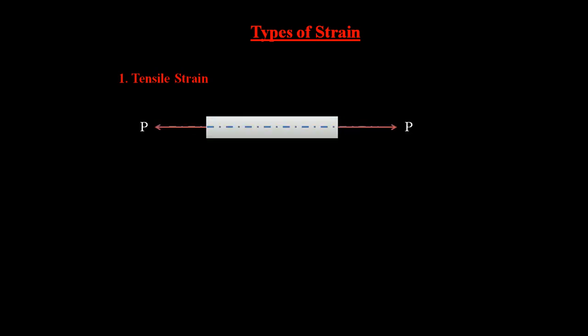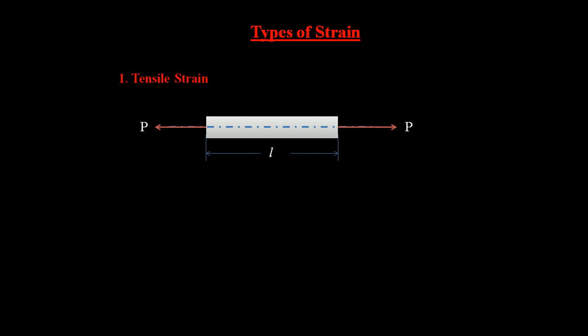So first is tensile strain. Tensile strain again we can understand with the same example. There is a bar which is subjected to tensile force. So whenever we apply tensile force, there is a change in the dimension that happens due to the deformation of the body. Here tensile means there will be extension in the body that takes place due to the force we have applied.